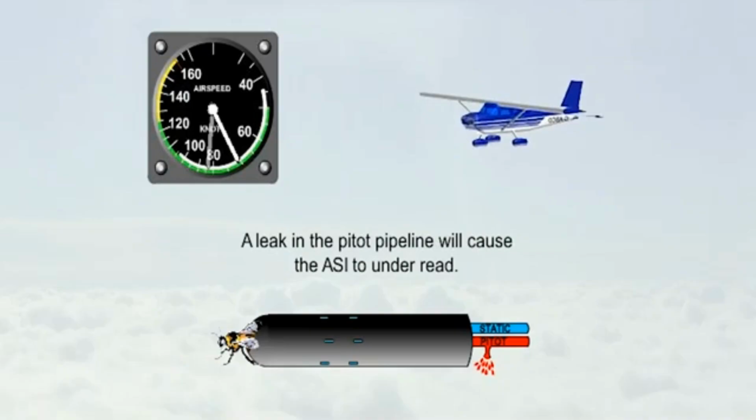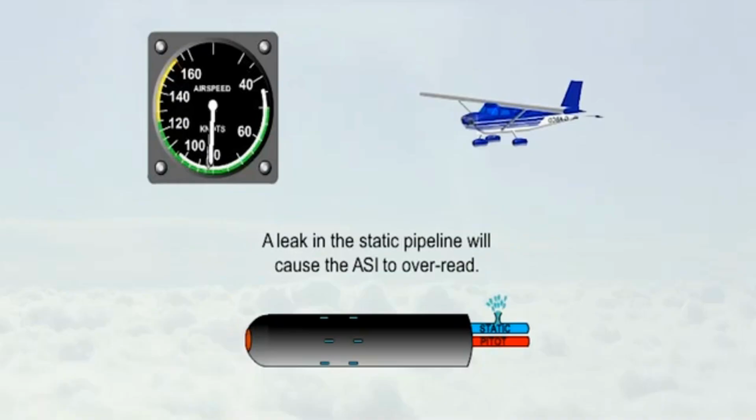A leak in the pitot pipeline will cause the airspeed indicator to under-read. The effect of leaks in the static pipeline is normally to make the airspeed indicator overread. This is because almost inevitably the pressure surrounding the pipeline is lower than static because of aerodynamic suction.